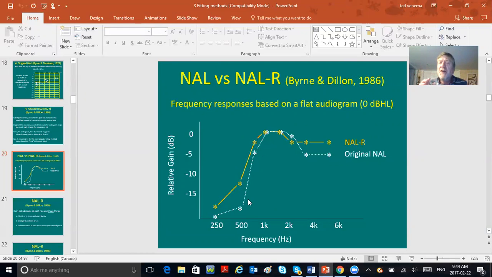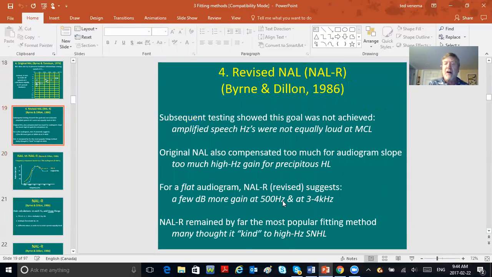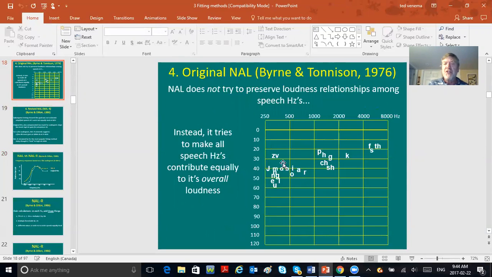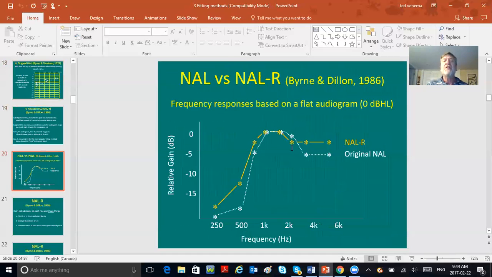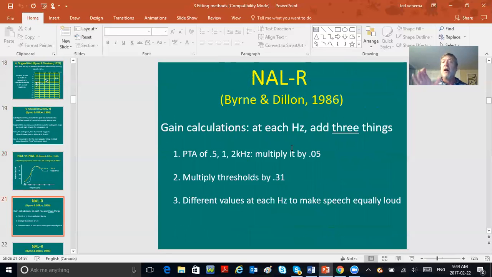low-frequency gain. Yeah, the low-frequency vowels are louder than the high-frequency consonants, but you don't need to reduce their intensity by 30 dB. Maybe just reduce their intensity by 20 dB in order to make them sound equally loud. And so that brings us really to how NAL-R got calculated. How were the targets for NAL calculated?